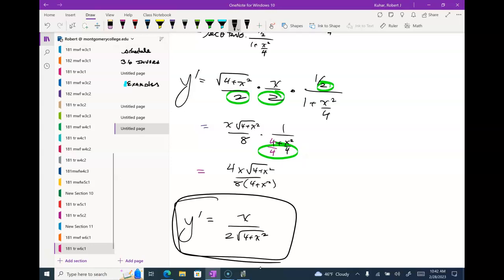Rad x over x, yes? That's rad x over rad x, right? That's 1 over rad x. The calculus is easy, the algebra sucks, right?